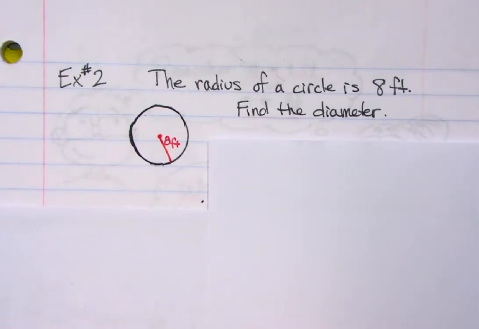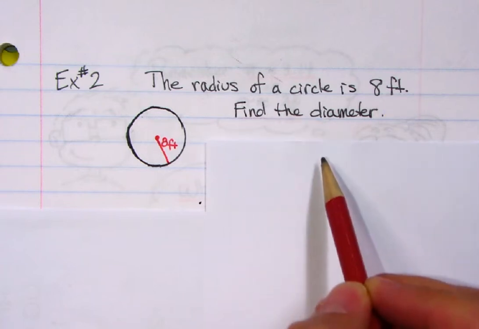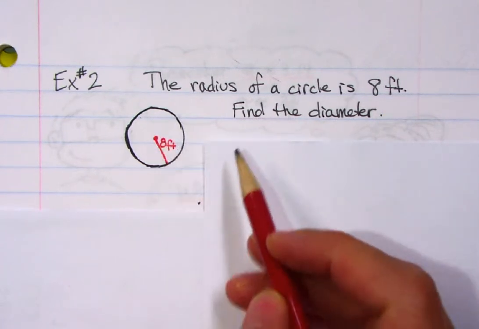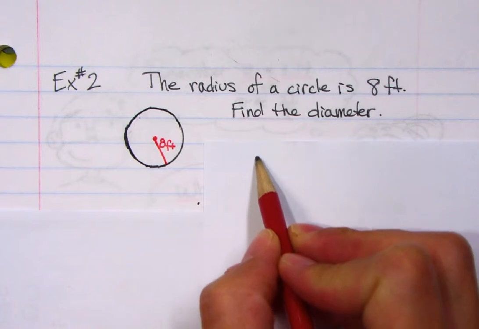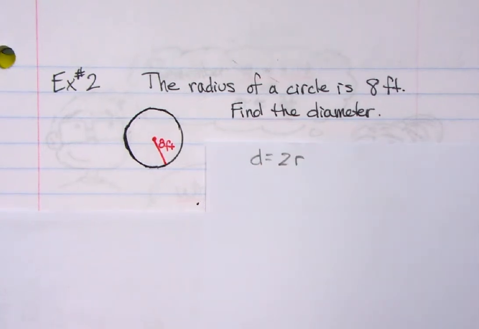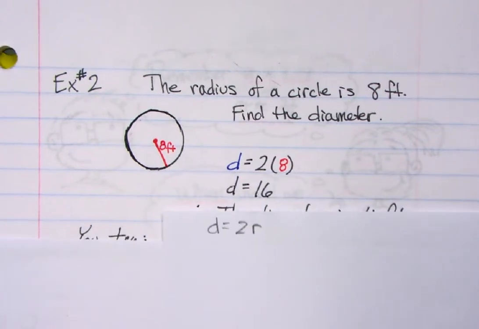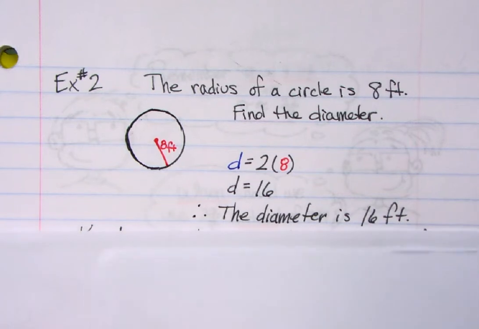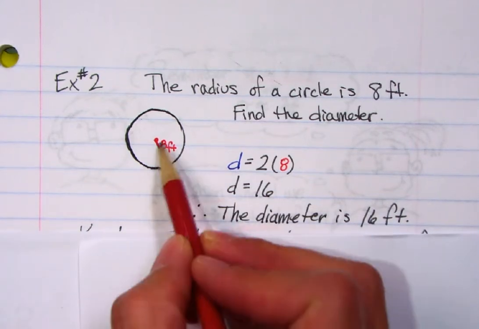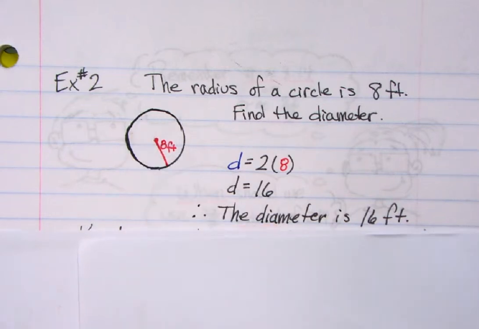All right, so we're going to work on another example. The radius of a circle is 8 feet. Find the diameter. So this time we only gave you half. So we're going to think about, I know that diameter is equal to 2 radius. So I just plug that information in. 2 times 8, which gives me 16. Therefore, the diameter here is 16 feet. If I already know halfway, then I can double it and find out all the way, which is 16.